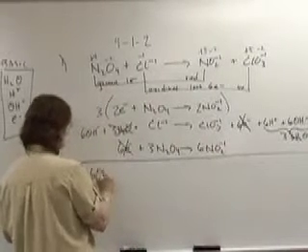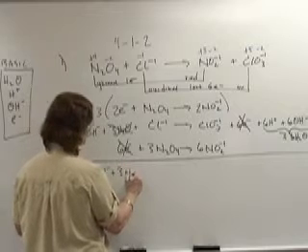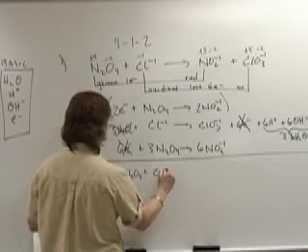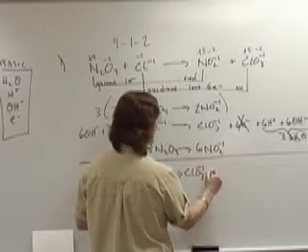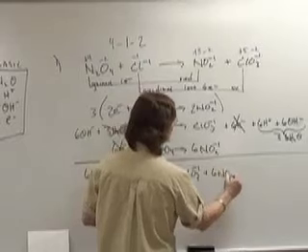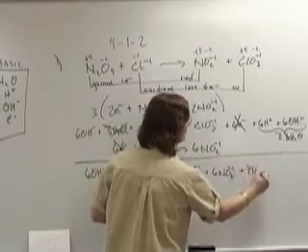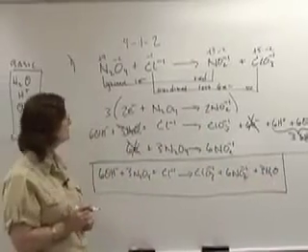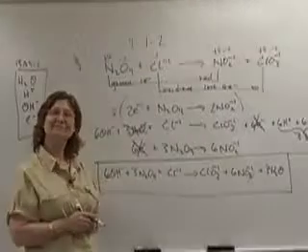Therefore, I'm going to have 6 hydroxides and 3 N2O4 and chloride ions and chlorate ions and 6 nitrites and 3 waters. That is the lowest ratio of those, and therefore that is my final answer for number 1.